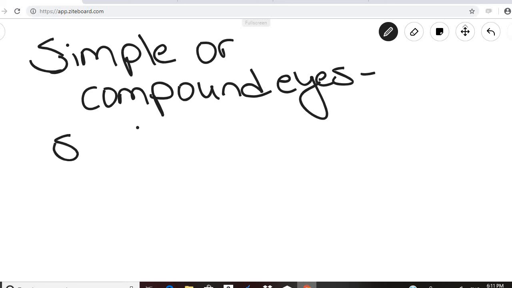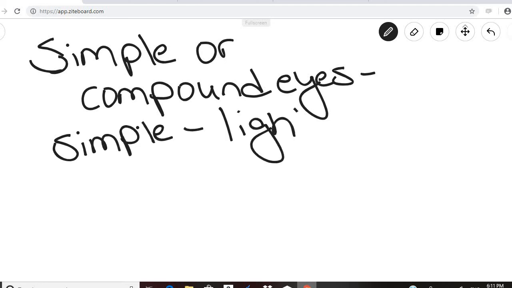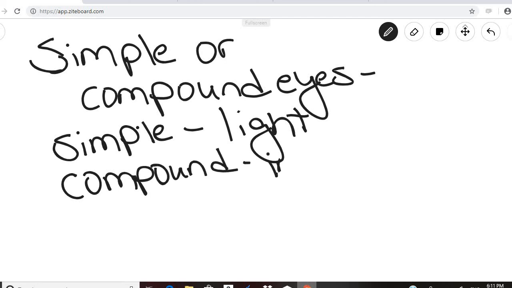Simple eyes are best at just seeing light, and compound eyes are more for detecting actual images. So it doesn't matter what kind of eyes they have.